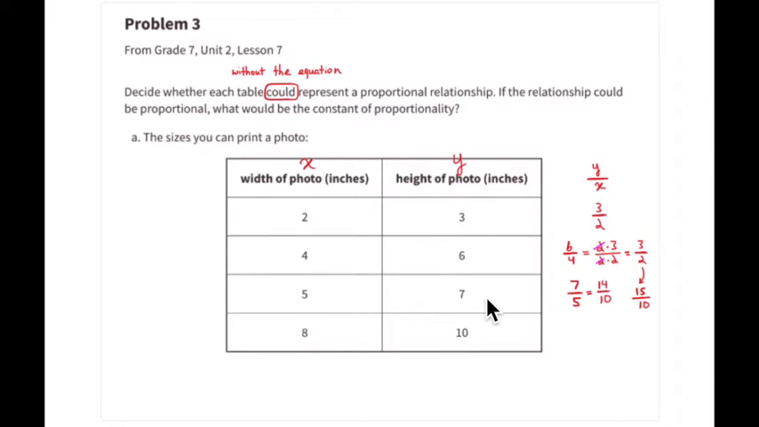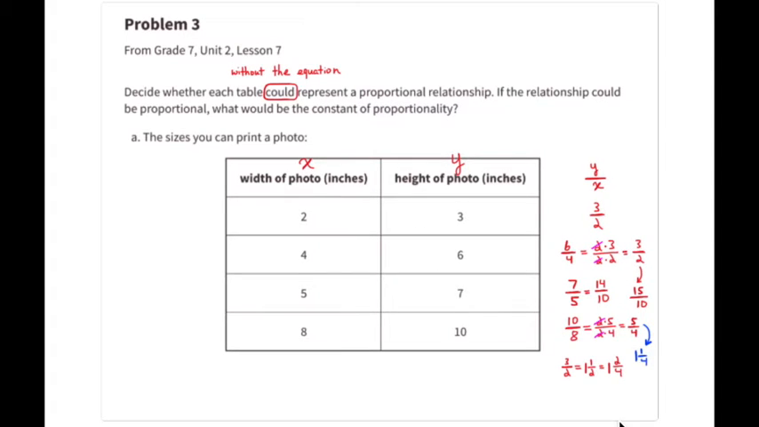Okay, so when you get to 7 divided by 5, 7/5, that's equal to 14/10, whereas 3/2 is the same as 15/10. So these are different. 5 times 3 is 15, 2 times 5 is 10, so 3/2 is 15/10, 7/5 is 14/10. So these are different, so it's not a constant. It's not a common factor or a constant factor. It's not a constant of proportionality.